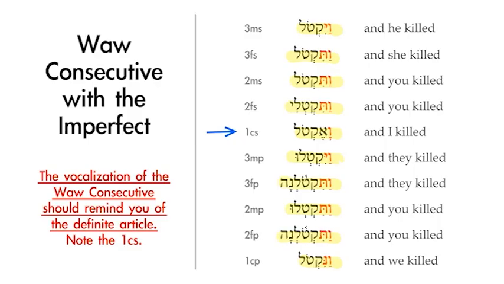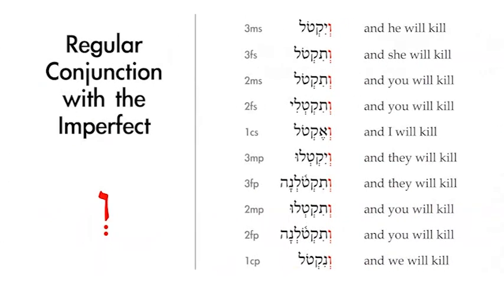That's the waw consecutive with the imperfect conjugation. It's simply adding a special form of the conjunction waw to the imperfect verb. You can also add the regular conjunction to the imperfect, and this is not the waw consecutive. Let's look at the paradigm on the right, and we'll see the imperfect prefixed with the regular conjunction. Weyiktol, wetiktol, wetiktol, wetiktebi, we'ektol, etc.